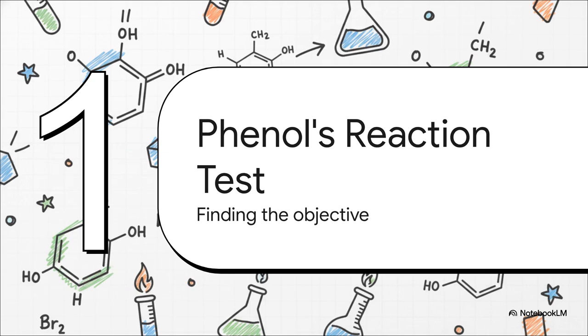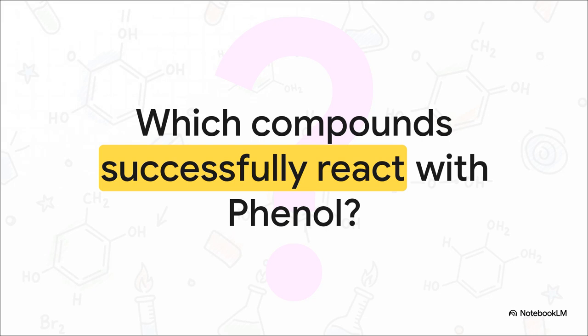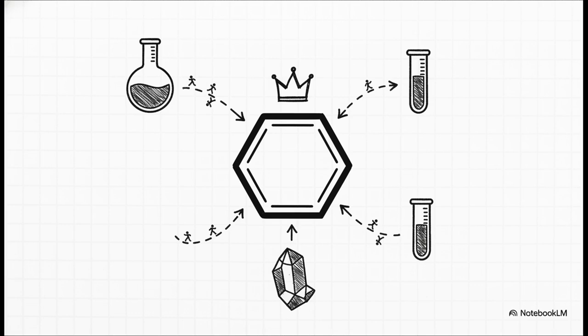All right, let's kick things off with Section 1, phenol's reaction test. So, what are we actually trying to figure out here? The main question from our source material is actually pretty straightforward. Which of these compounds will successfully react with phenol? In this whole scenario, phenol is our VIP. It's the central molecule we're testing. If you look over on the left, you'll see phenol is acting as the starting point for 4 totally different reaction pathways. So who's trying to interact with our VIP?